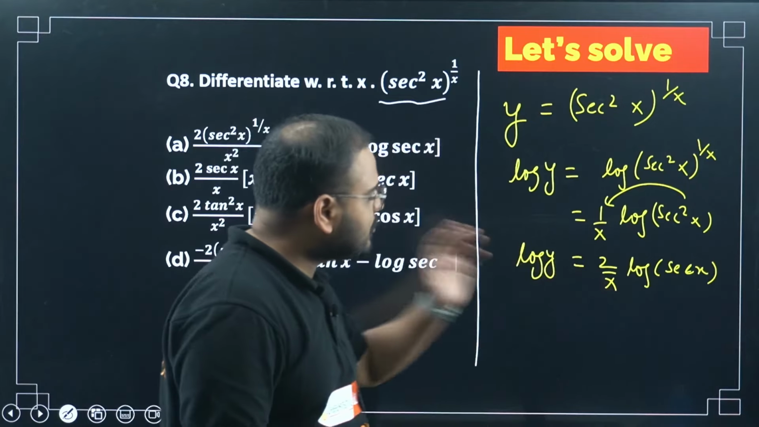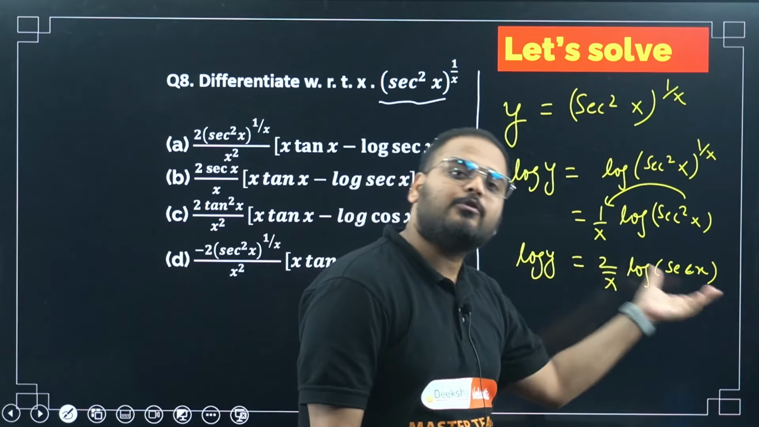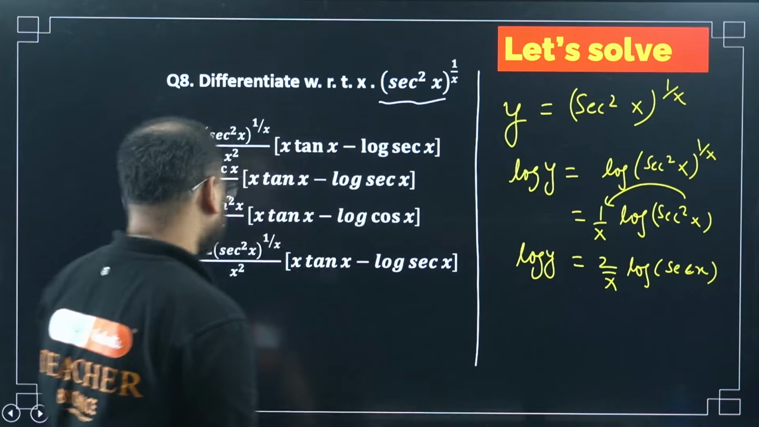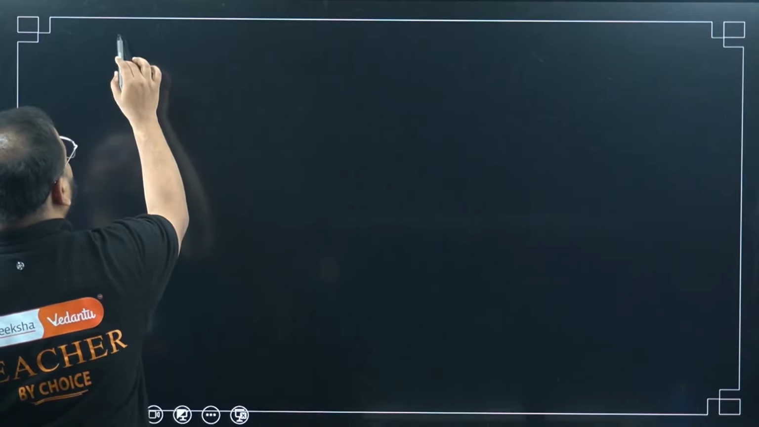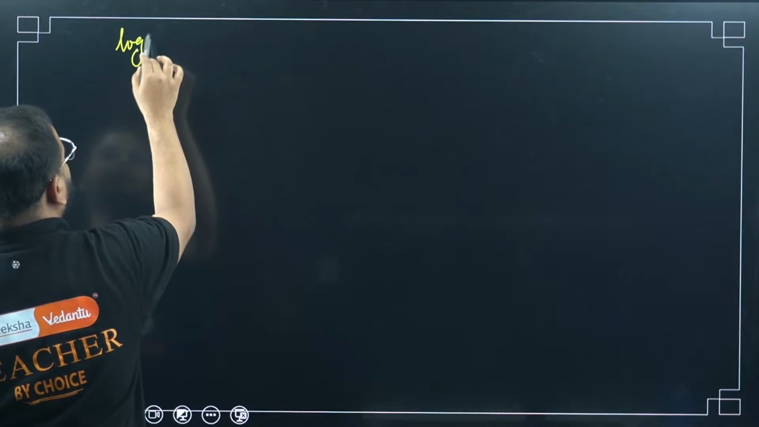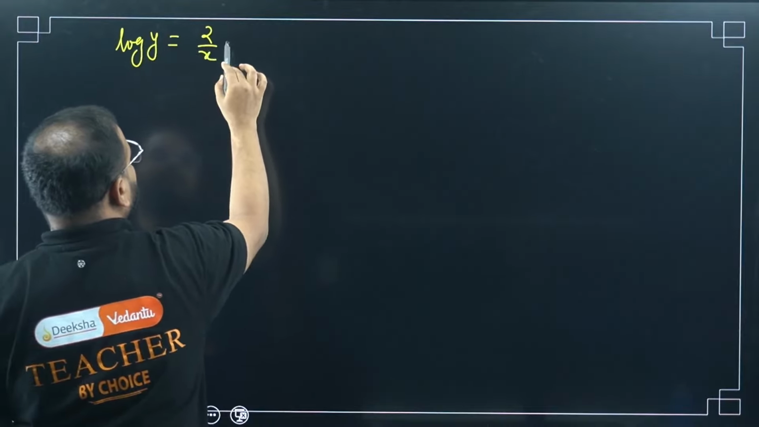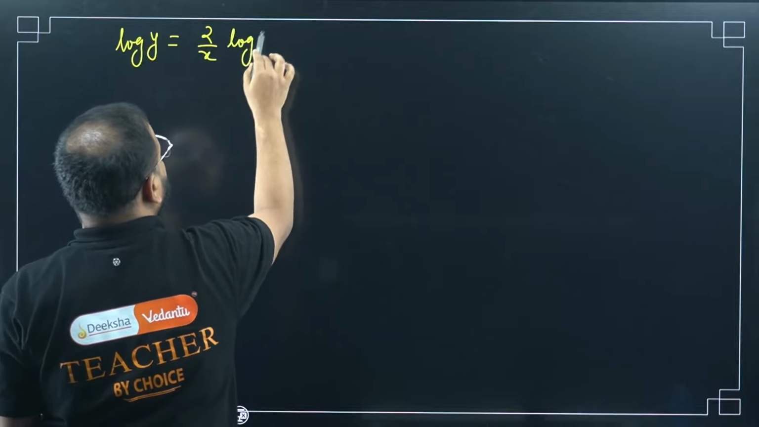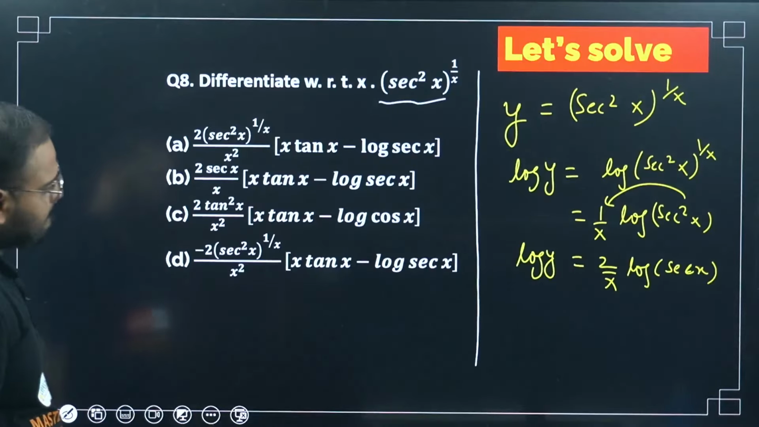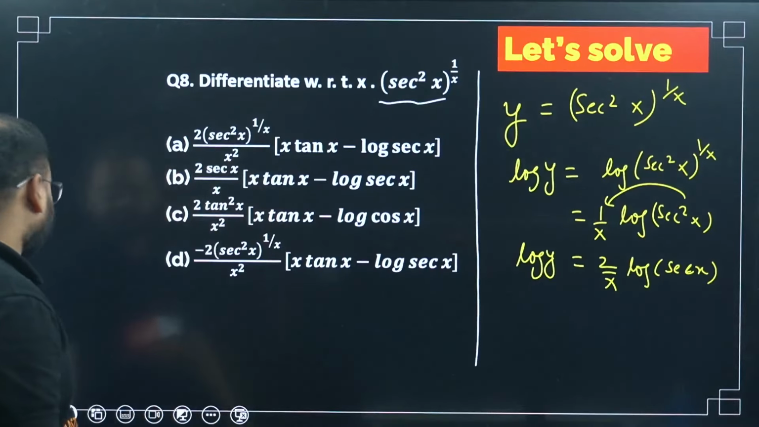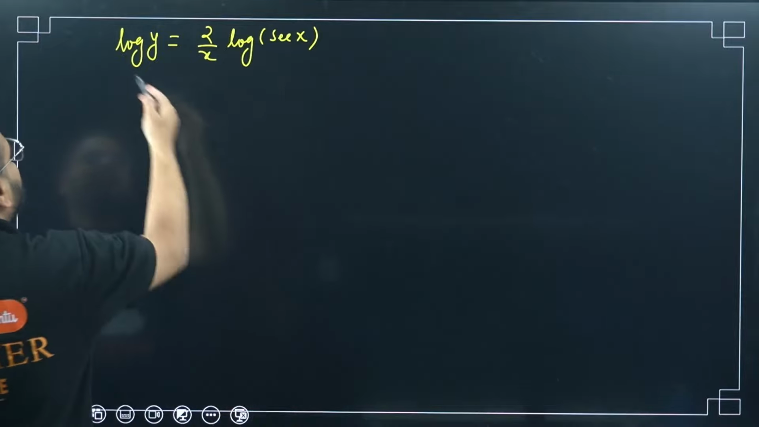I will differentiate it. First I have to use the product rule for 2 by x and log sec x. Then I have to use the chain rule also. So let's check in this slide. My log y is equal to 2 by x log of secant x. Correct. Okay, this is right. So I did not miss anything. Take the differentiation now.